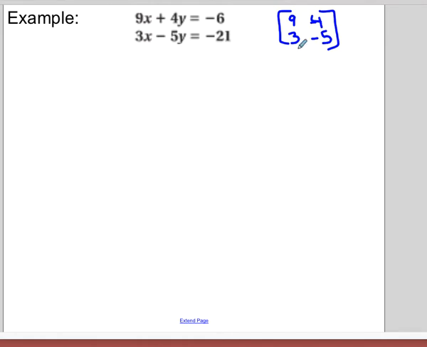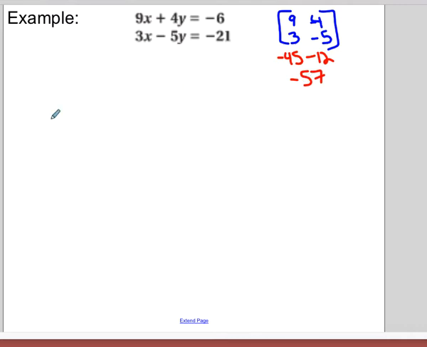Now, I'm going to need to figure out what the determinant is here. So I'm just going to write that right below it. So 9 times -5 is -45. And then I subtract the other one, -12, which is going to be -57. Not necessarily the easiest number to work with, but that's what our determinant is.